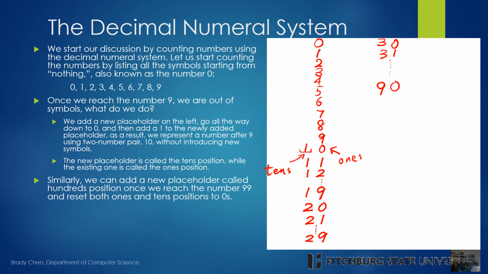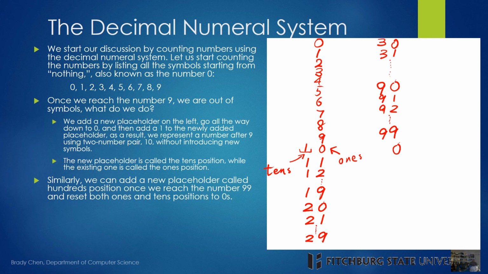So we can continue to count, right? 91, 92, until we reach 99. Now we reach another milestone because both one's position and tens position reach 9. So both are reaching the limit. So what are we going to do next? So we can reset one's position to 0 and add a 1 to the tens position.